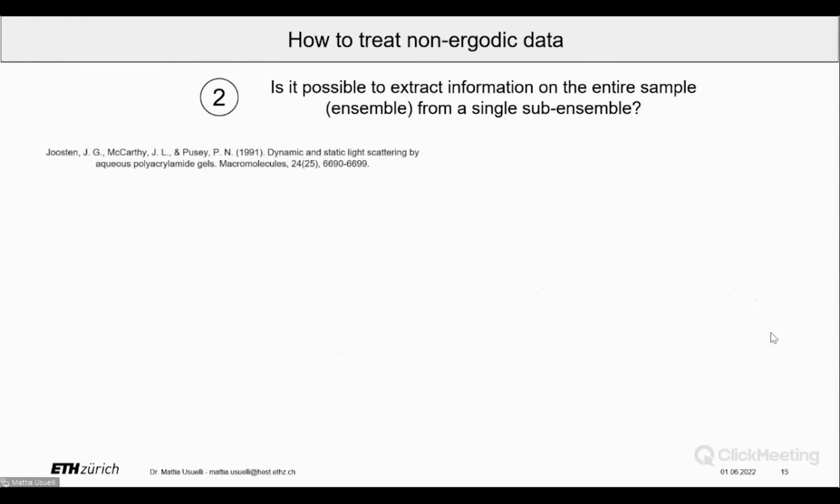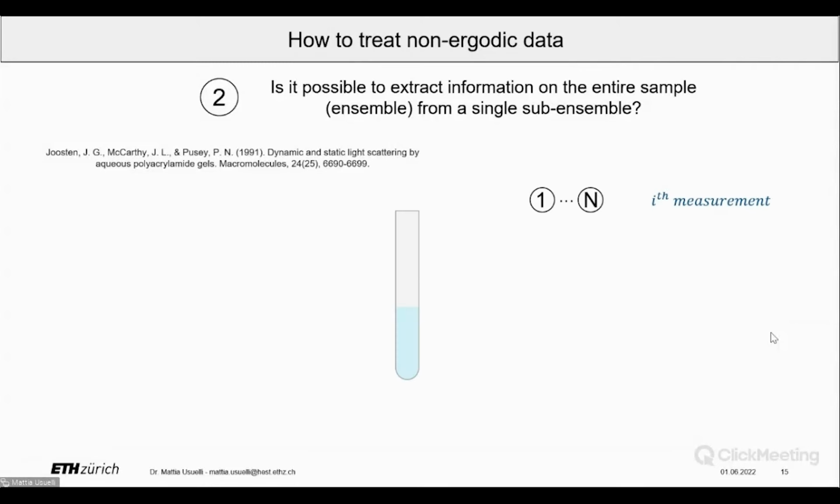The second question that we asked was the following. Is it possible to extract information of the entire sample, it means the entire ensemble, from a single sub-ensemble? Because if I manage to do this, I'm much faster. It means that I need simply to measure a single sub-ensemble, treat the data properly, and then I have the information that is actually telling me something about my entire sample.